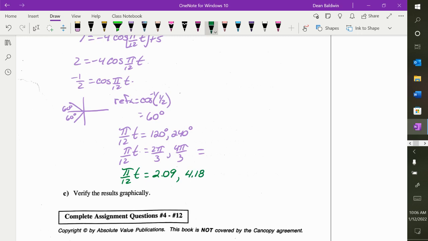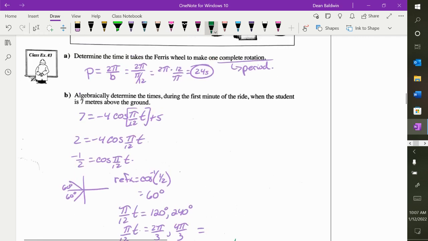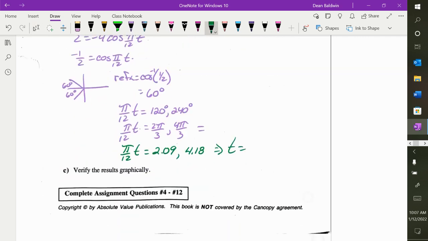Okay. So what do I do now? Multiply by 12 and divide by pi. Correct? So for each one, I'm going to get t is equal to 7.98? Do they want us to round to something here? Nope, it doesn't. Okay, 7.98. And what was the other one? 15.97. Let's round to whole numbers here just to make our lives easier. So 8 and 16. 8 and 16 seconds.